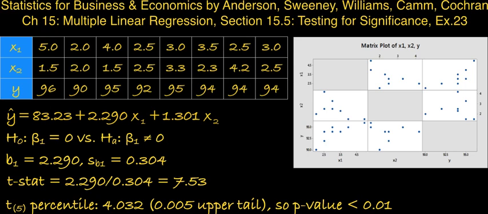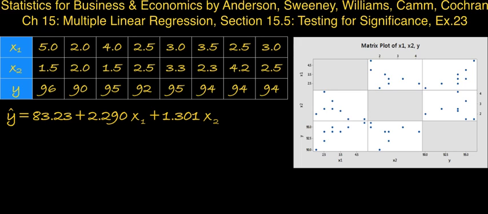So either way, we've discovered that the p-value is smaller than our significance level alpha, 0.05. So we reject the null in favor of the alternative and conclude that x1 is significant and should not be dropped from the model. And then we'll do the same thing for x2.